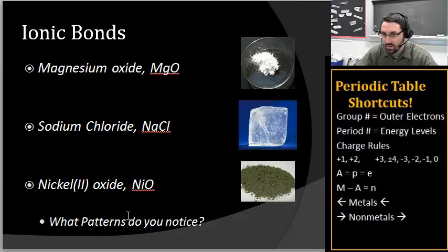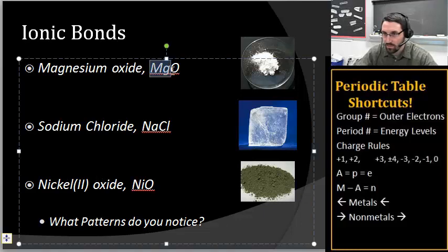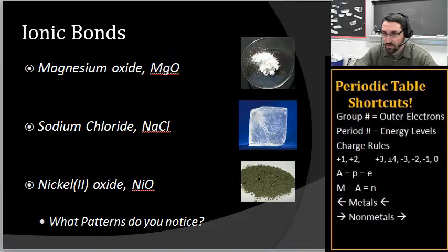One of the things you'll notice if you look at the periodic table is that all of these are from one side of the periodic table. Over here we have the left side of the periodic table, and then the second one is from the right side of the periodic table. And what we notice is that it's always a metal connected to a nonmetal. Magnesium with oxygen, sodium and chloride.